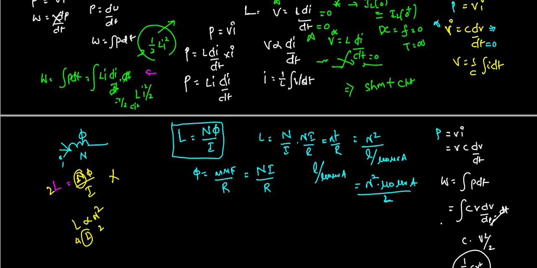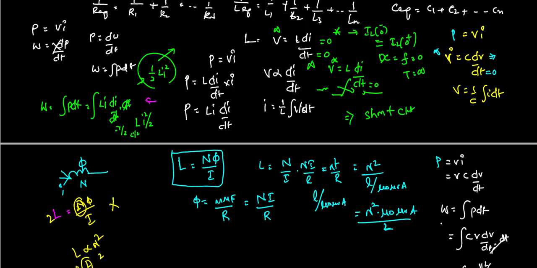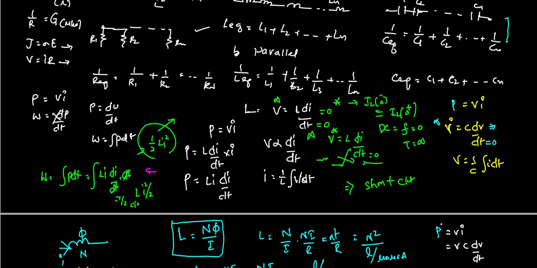So what is the energy stored in the inductor? Half L I square. What is the energy stored in capacitors? Half C V square. Next, within zero time, an infinite amount of current cannot be produced. So the voltage cannot be changed within zero time.